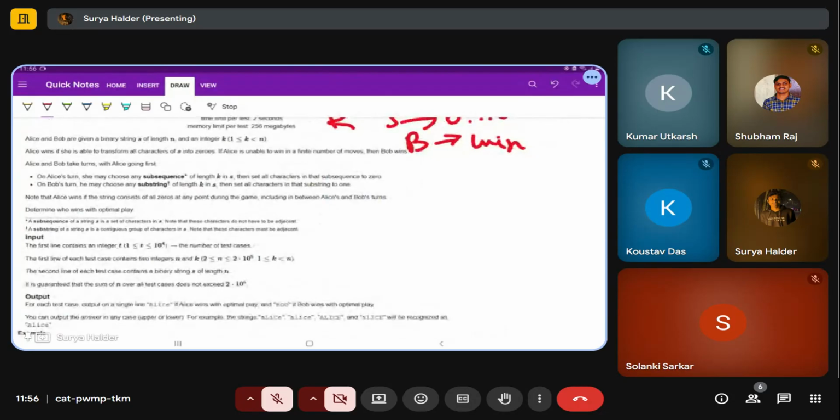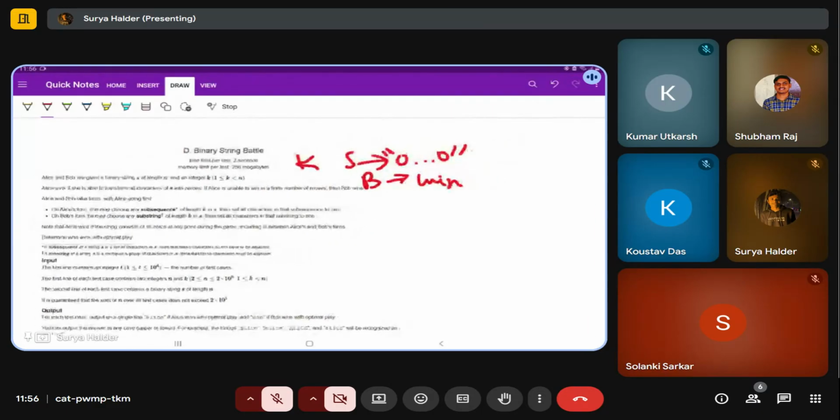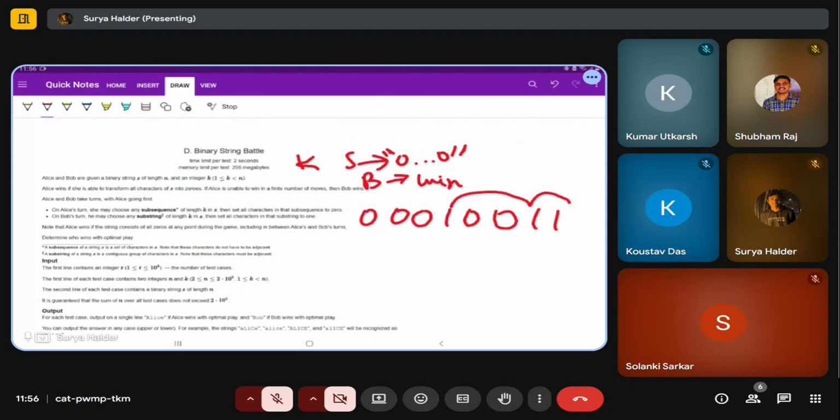So how will they play? In Alice's turn, Alice chooses a subsequence. Subsequence means you will take a set of characters, but they need not be adjacent. Like I can choose these three things as my subsequence, because they are a set of characters, but they may not be adjacent. So Alice will choose a subsequence of length k, and then she will replace it with zeros. So these three ones will be replaced with zero.